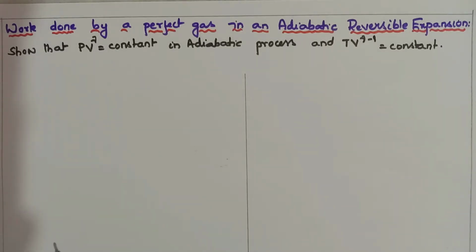Okay, so shall we start? Now, in the first classes of thermodynamics, I told you about the types of thermodynamic processes, in which we have come across adiabatic process. What is meant by adiabatic process? It is the process where there is no transfer of heat between system and surroundings and vice versa. That means the value of Q is 0.